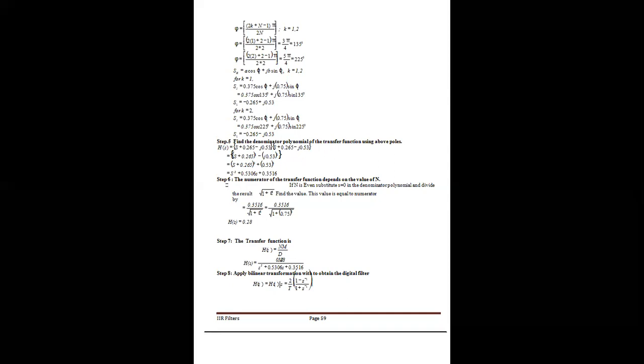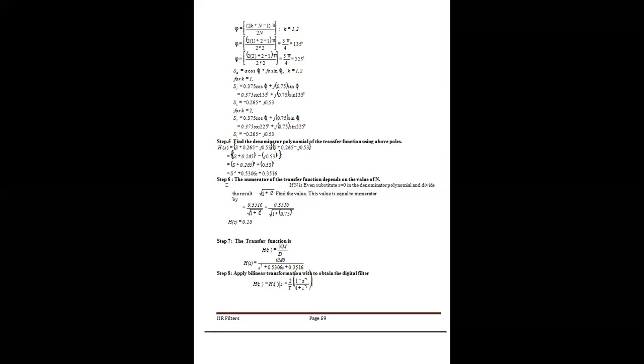We have to find out the numerator of the transfer function. So if n is even, what should we do? We have to substitute s equal to 0 in the denominator polynomial. What is the value of n here? We have found n is equivalent to 2. So s is equal to 0. What will happen? The denominator polynomial will give only the constant 0.35166, which has to be divided by root of 1 plus epsilon square. The epsilon value we know is 0.75. So we can find the value of the numerator polynomial to be 0.28.